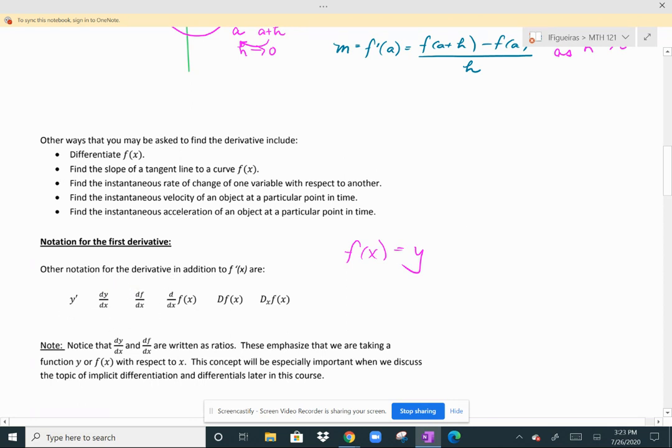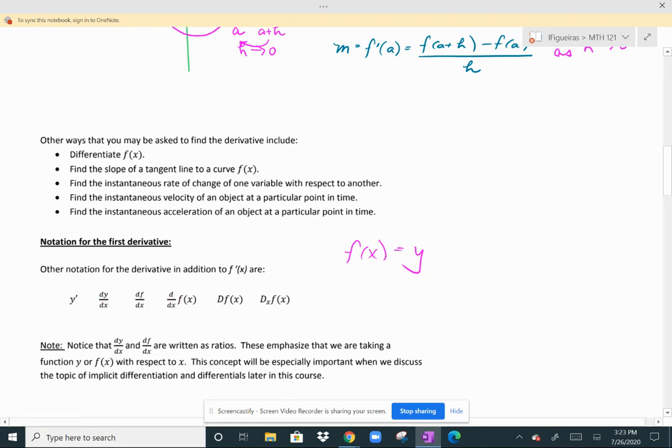It could also be written like this. This is the derivative of f of x with respect to x. It's just a different way of writing the previous one. These two are almost the same. And then capital D f of x, this means the derivative of f of x. And here it's getting more specific. It's the derivative of f of x with respect to x. So it's letting you know that you are taking the derivative with respect to x, just like these tell you that it's with respect to x.